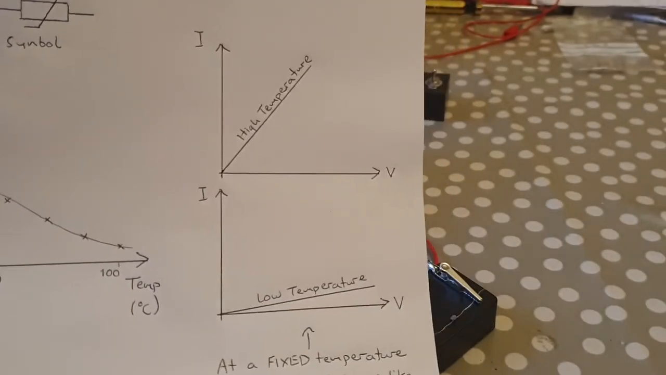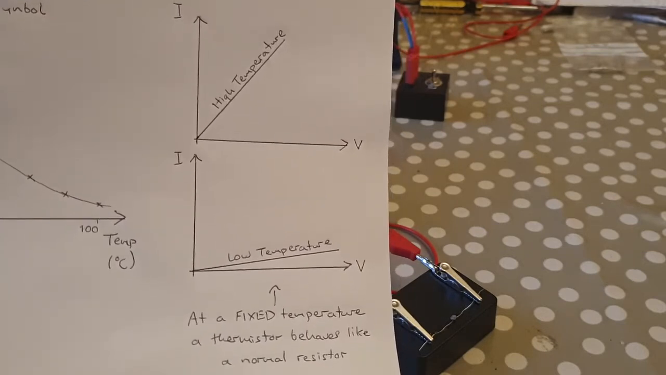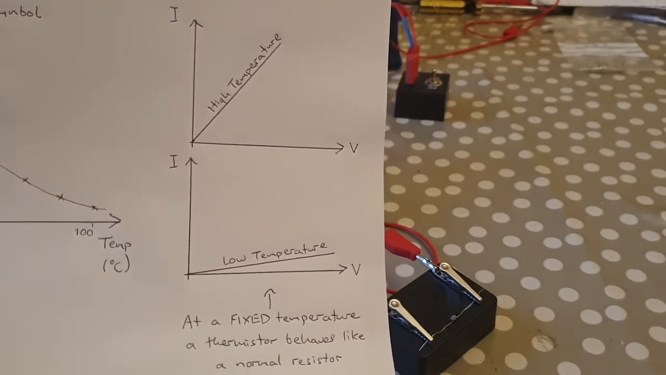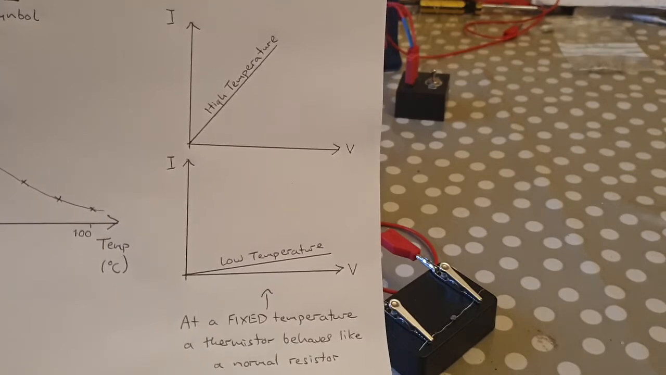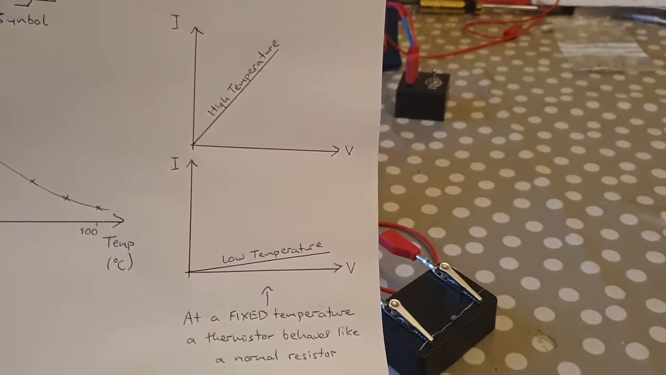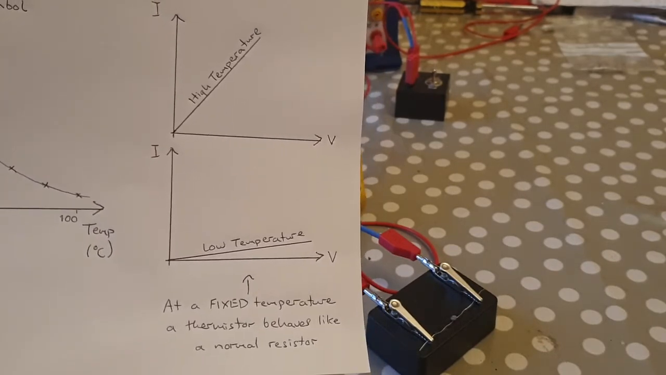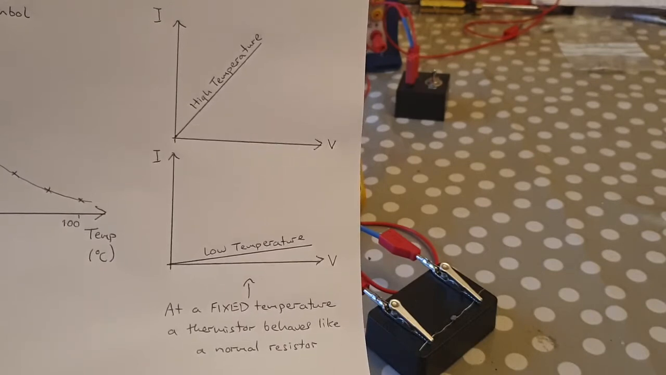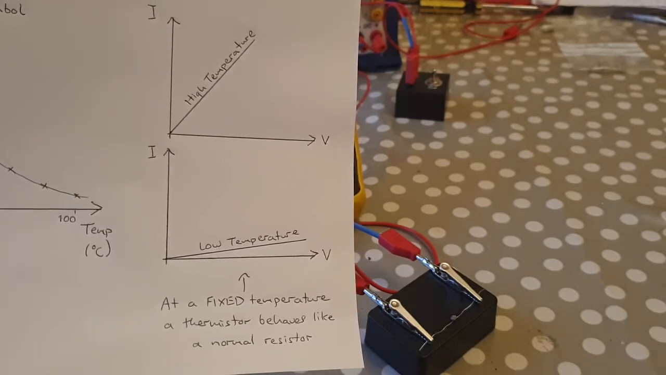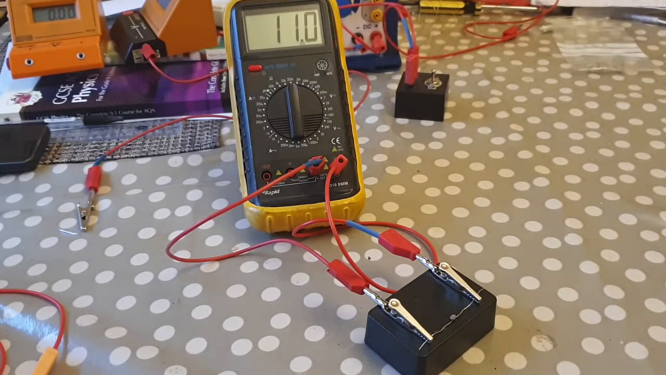So these two graphs I've drawn here are for a thermistor. If you've got them at a constant temperature, they'll just behave like a normal resistor and obey Ohm's law. So a VI graph would be a straight line. Obviously, the gradient of that line would depend on the temperature, but as long as you're at a constant temperature, you would have a straight line relationship. So bear in mind that they do behave like normal resistors if the external conditions are kept constant.